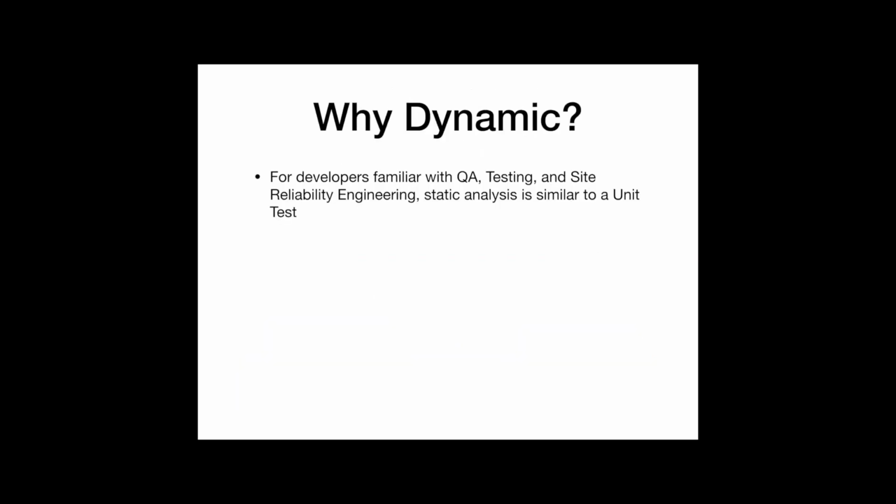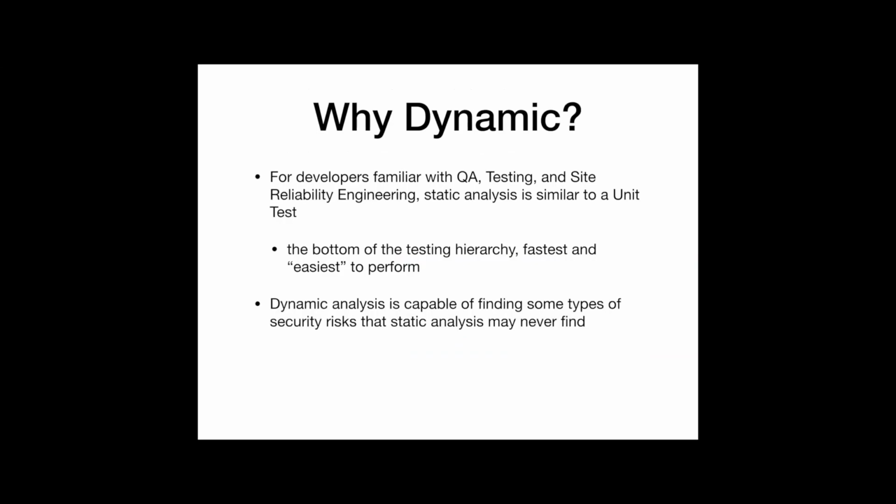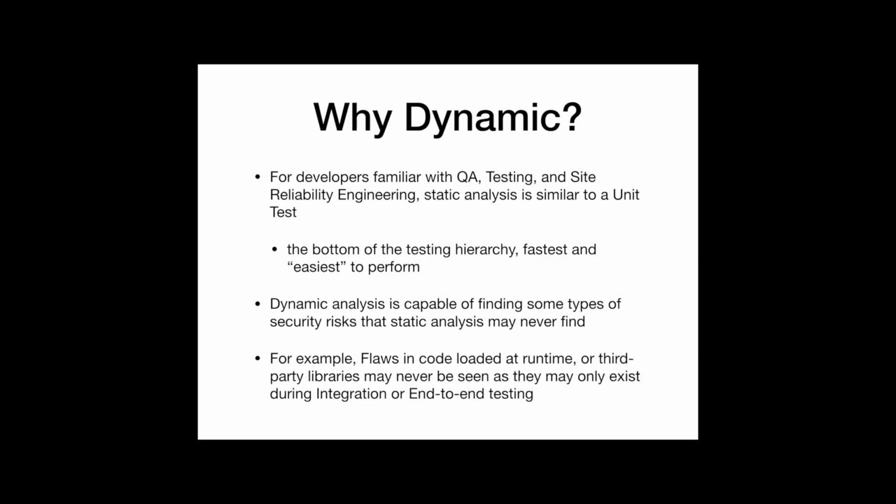So ultimately, why dynamic? For developers familiar with QA, the bottom of the testing hierarchy is static. We mentioned this, and dynamic analysis is capable of finding some types of security risks that static analysis may never find. For example, flaws in code loaded at runtime, or third-party libraries that you may never see, which only exist while the app is actually running on a real device.